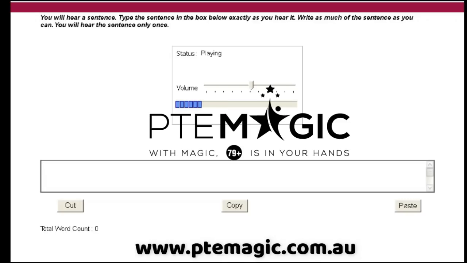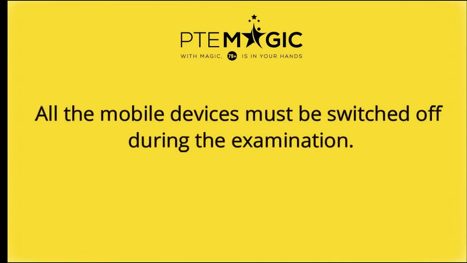All the mobile devices must be switched off during the examination.